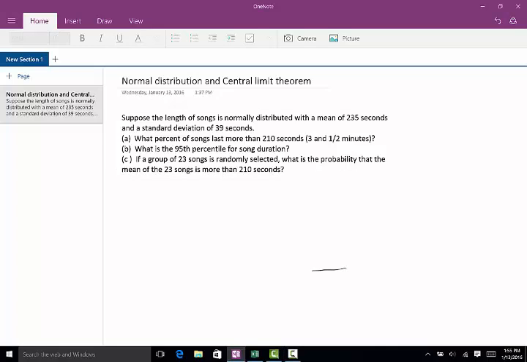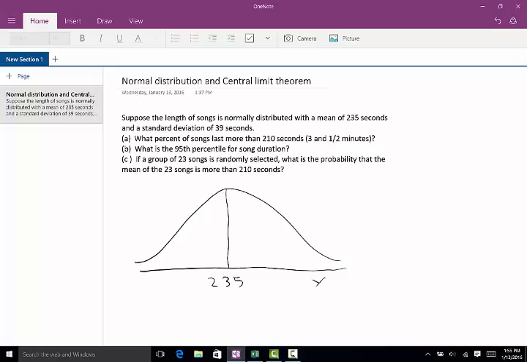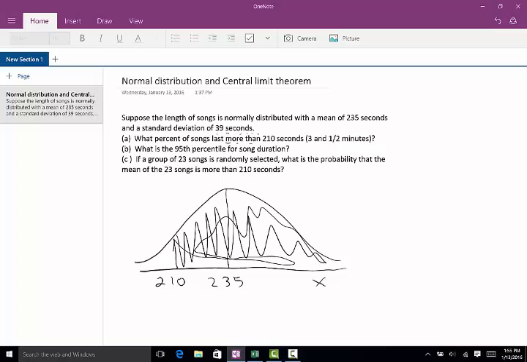First thing is to draw the bell-shaped curve. The mean goes in the middle. That's on the x-axis. X represents the song length in seconds. We want the probability of more than 210. So 210 is less than 235, goes to the left. It says more than 210, so we shade in above that. That's going to be very important when we work this out.